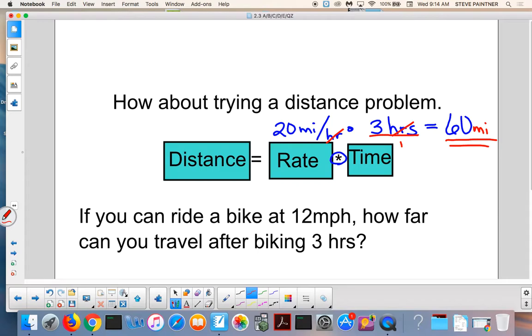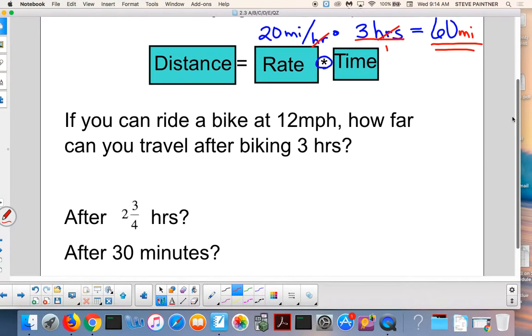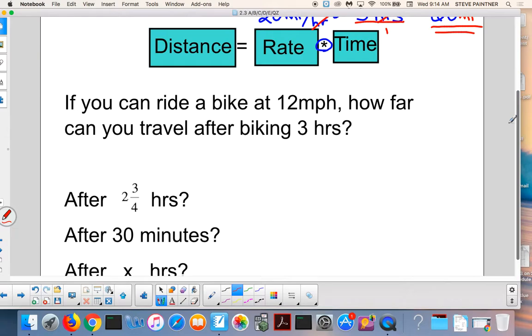Okay. All right. If you rode your bicycle 12 miles per hour, how far can you travel after biking for 3 hours? Show me the work. Show me the work. I know you know the answer. Just show me the work. Here's your formula right here. Okay, so how far did you travel? Well, you're looking for distance, aren't you?